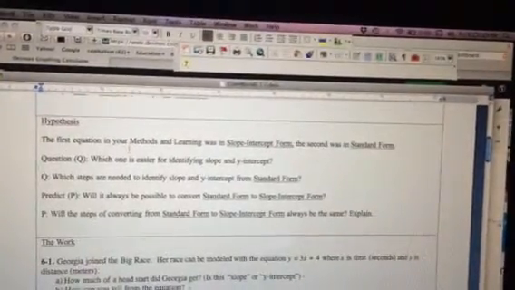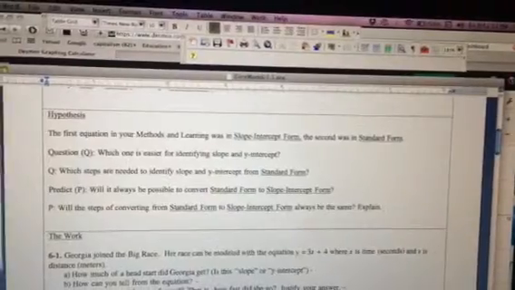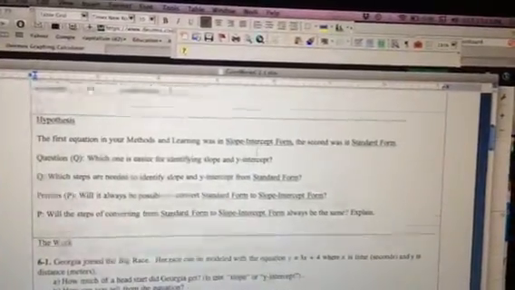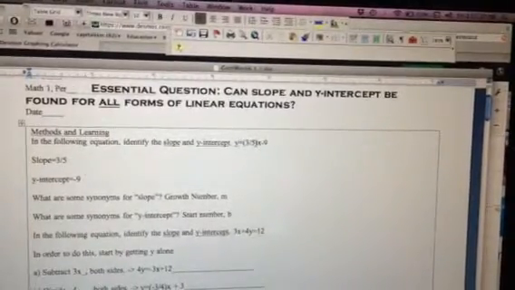Okay, we're going to take a look at our hypothesis. Our hypothesis says the first equation in your methods in learning was in slope-intercept form. Well, it's always good to look at what it's saying. So here it says this is the first equation.